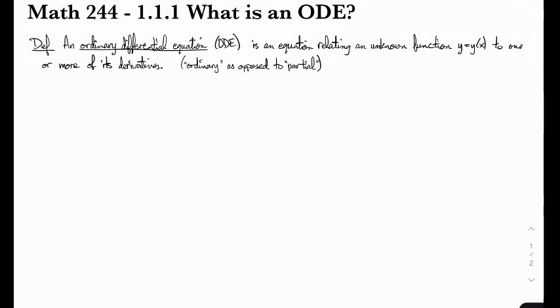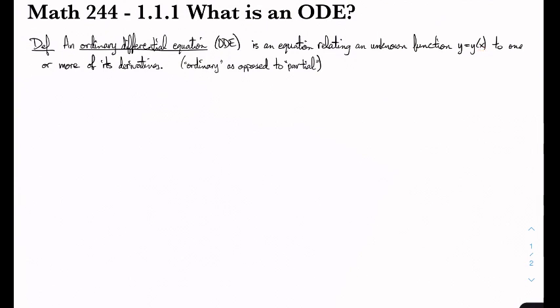Okay, so you're taking a course on differential equations. What is a differential equation? Well, an ordinary differential equation, which we'll call an ODE, is an equation that relates an unknown function, so y thought of as a function of x, to one or more of its derivatives. And so the word ordinary here means as opposed to partial, so there are no partial derivatives, or in other words, the unknown function is a function of a single variable, so we don't need partial derivatives.